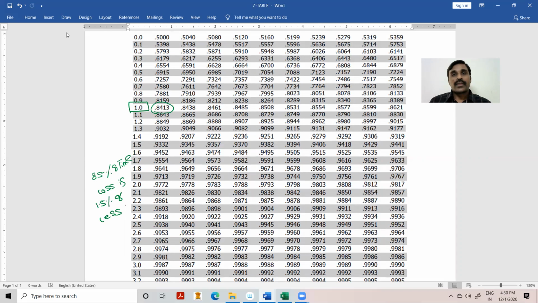I may lose double. Normally I am losing 1.5%, sometimes I may lose 3%. What is 3%? It is twice the normal loss. Look at this 2. This 2 stands for twice the normal loss. Normally my loss is 1.5%, but sometimes I'll get twice the normal loss.